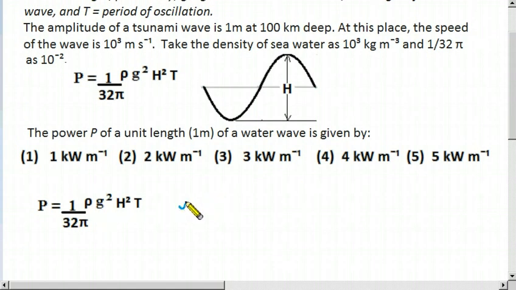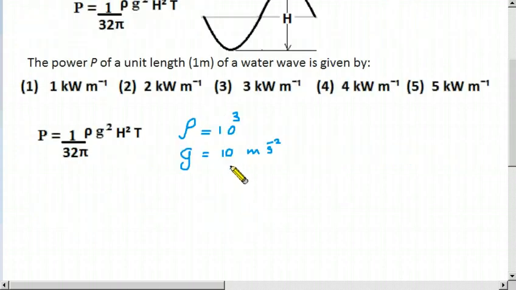Rho is given as 10 power 3, as usual for water. G we know is 10 meter per second squared, 10 m s power minus 2, that is the value we usually use. So h is the problem.